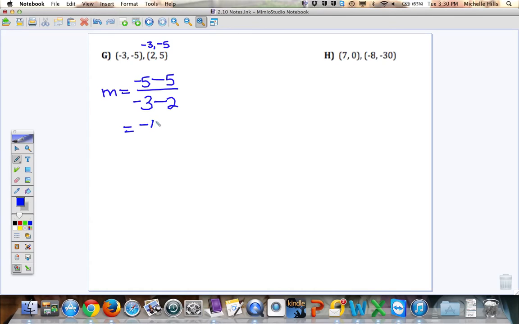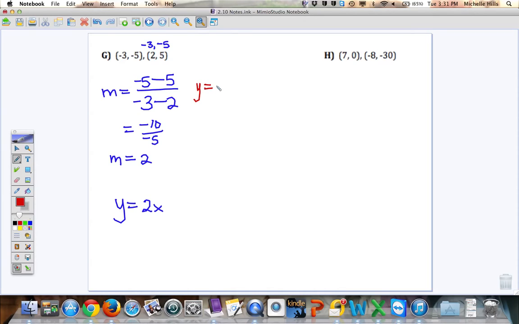So I end up with -10 over -5, and if I divide -10 by -5, I get +2. Now, if you'd chosen to put your points in the other order, you would have had +10 over +5 here, but it still would have reduced to +2, so it doesn't matter which is the first point. Now I just wrote m equals and I meant y equals, so I know it's going to start with y equals 2x. I need to go find my y-intercept.